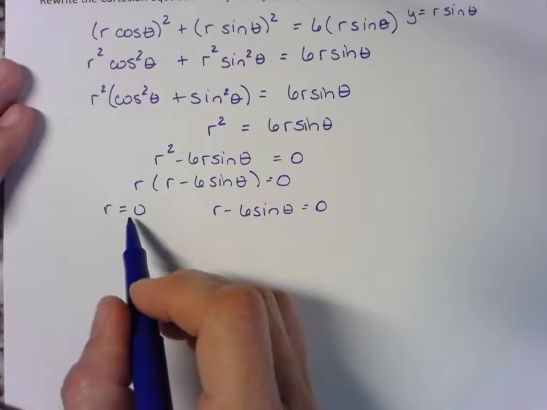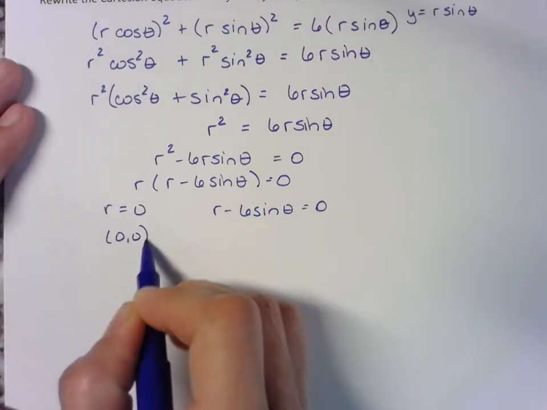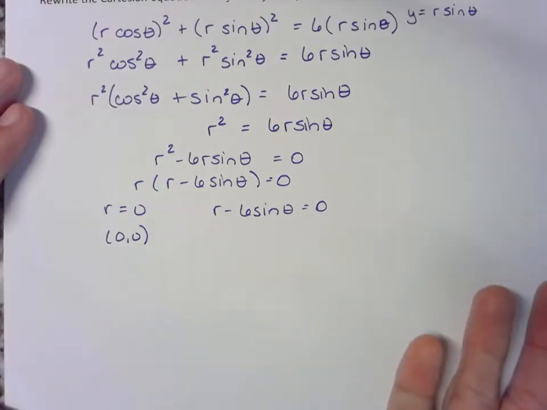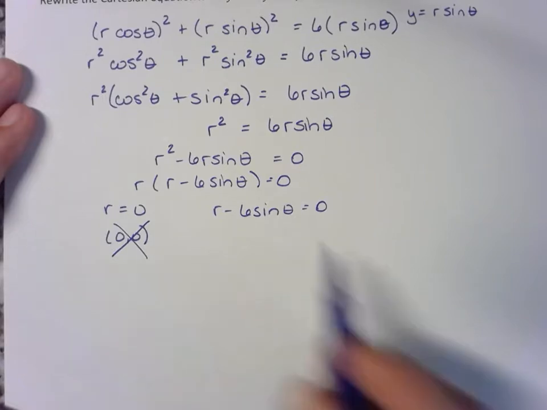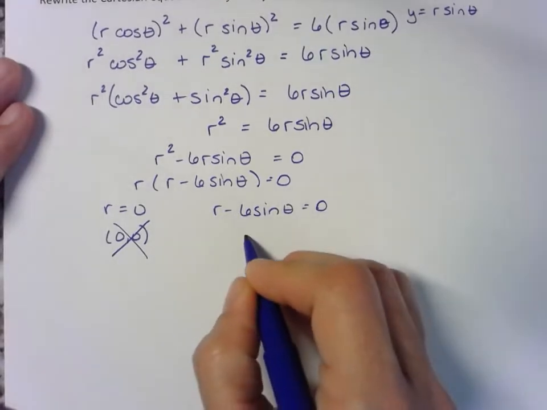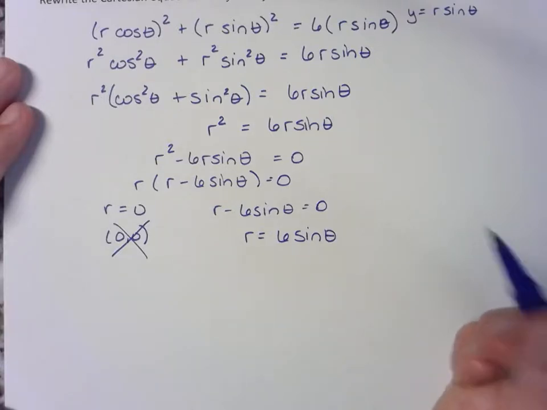Well, if r is 0, remember r is a radius, so this is just the point (0, 0). It really means nothing to us in the context of this problem, so this one tells us nothing. So add 6 sine theta to both sides, and now we have solved for r.